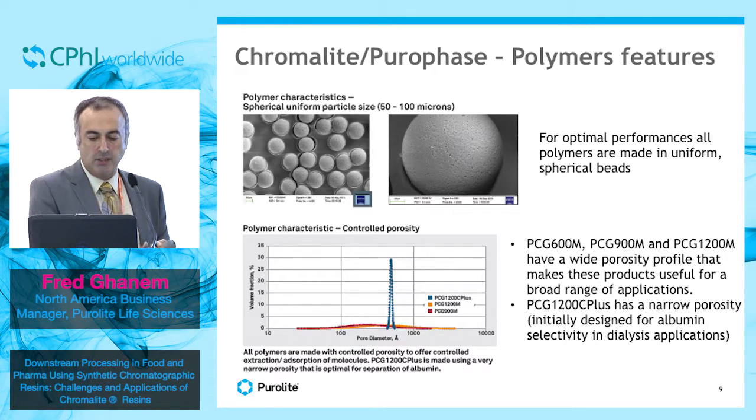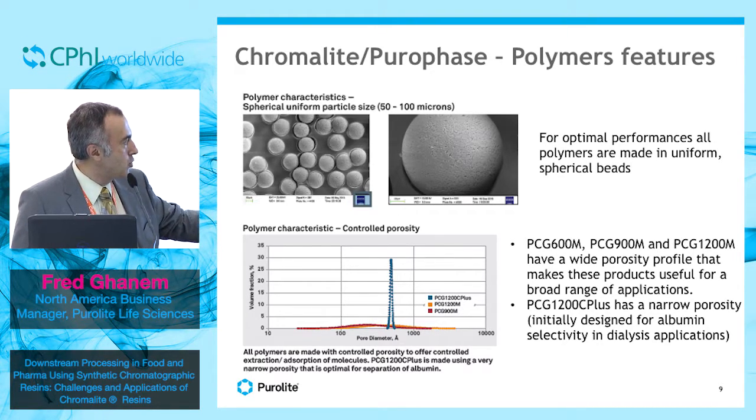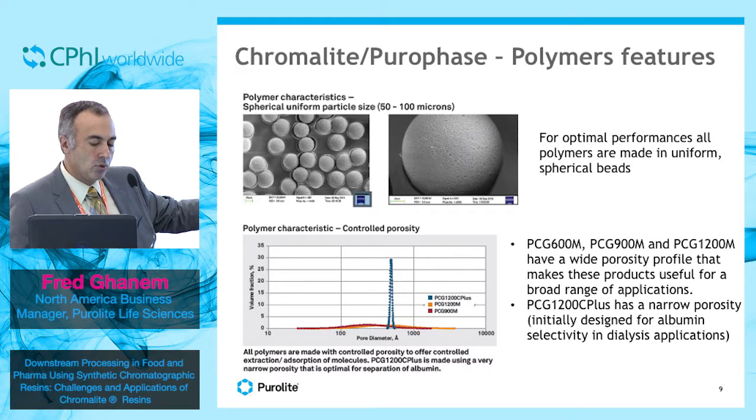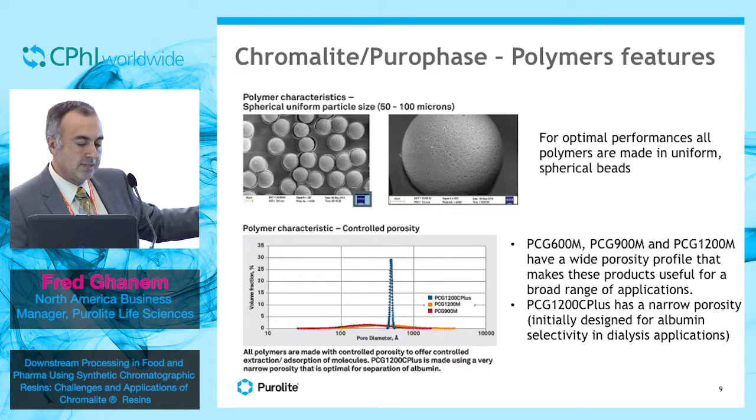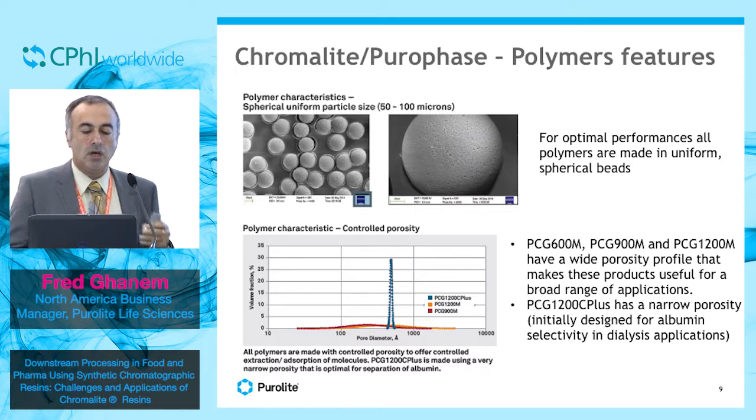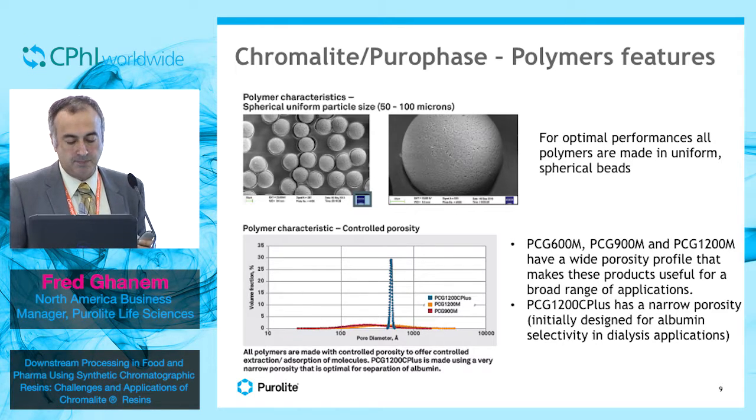So talking about the effect of Chromalite and the Purophase, because they're both combined together as SPE or bulk. If it's sold bulk, we would sell it under the name of Chromalite. If it's sold in an SPE, we would call it under the Purophase name. You could see some of the pore structure. It's not just important what the pore structure is. What is also important is how fine-tuned the pore distribution is.